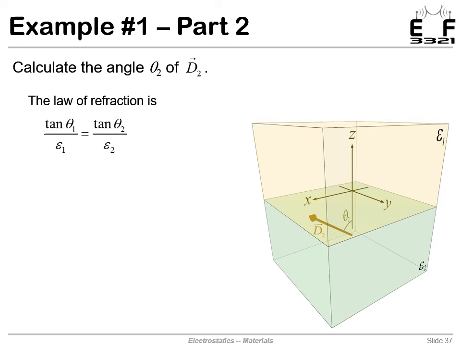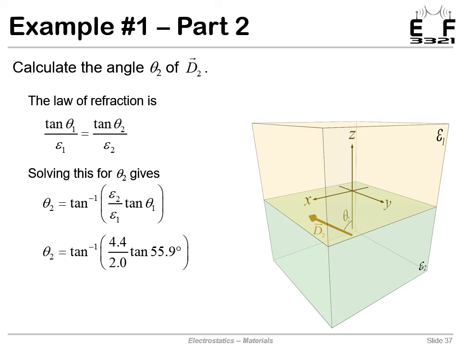Remember, this is not Snell's law, that's for waves. And we can solve this for theta 2, which is the angle we're trying to find, and then all we have to do is plug in the numbers for our permittivity and the angle we just found, that was 55.9 degrees. So we plug in our numbers and we get 72.9 degrees for theta 2. So the problem's been solved. This is a lot easier than going through the dot product, but had we gone through the dot product, which would be a good exercise for you to do, that should be the answer that we get.